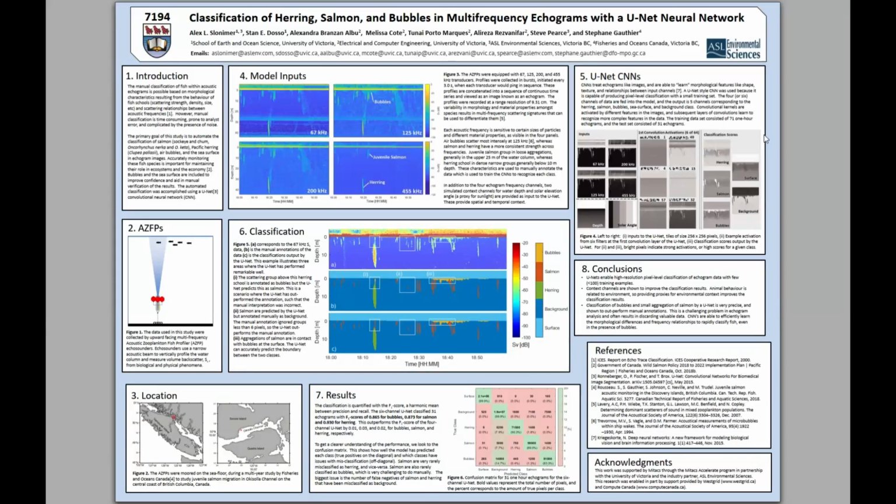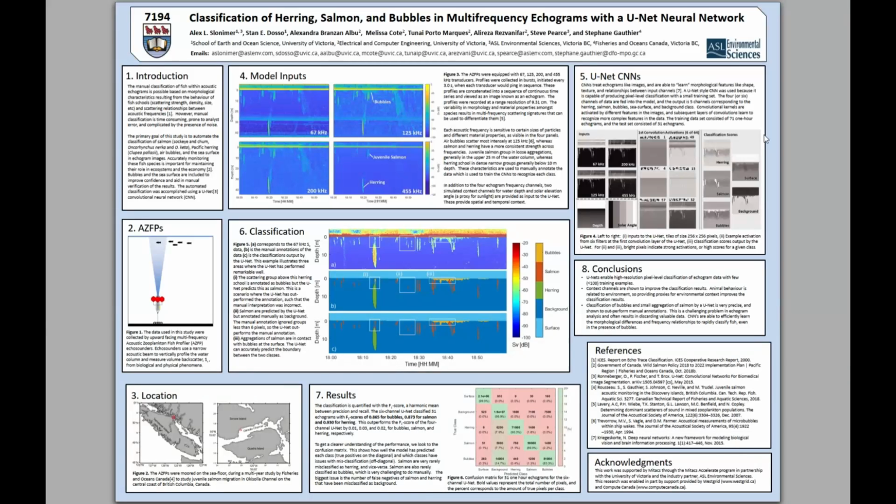And so the species of interest are herring and salmon, and classifying these is challenging because they're of similar size and they both have swim bladders. And this results in them having similar acoustic scattering signatures. However, they have very different schooling behaviors, and that can be used to tell them apart.